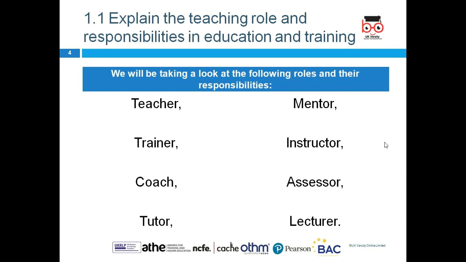So we're going to look at the following roles and their responsibilities, and we've got a section for each one. We look at teachers, trainers, coach, tutor, mentor, instructor, assessor, and lecturer. Now you'll see that some of these actually interlink. You'll see that there are a lot of roles that sort of mesh into each other.